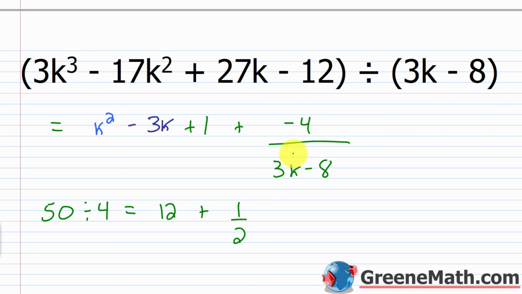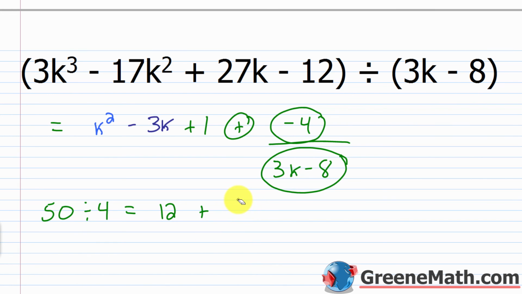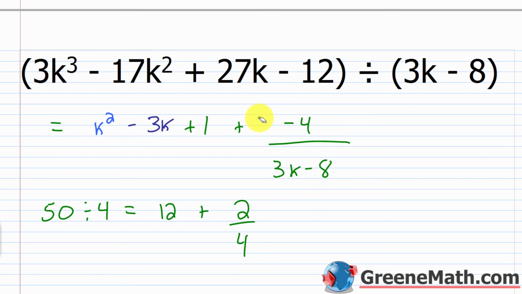This is in the same format as this. All I did was I said plus the remainder over the divisor. So the remainder was negative 4. The divisor is 3k minus 8. Same as what I did here. The remainder was 2, and let me kind of write it as 2/4 so it's not confusing. The remainder was 2. The divisor is 4. I just had 1/2 because that's the simplified form, but I'm going to leave it as 2/4 right now.